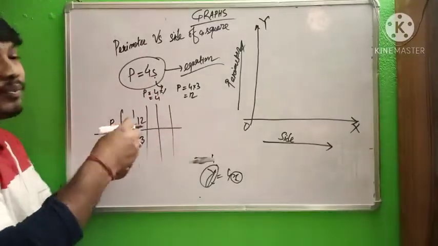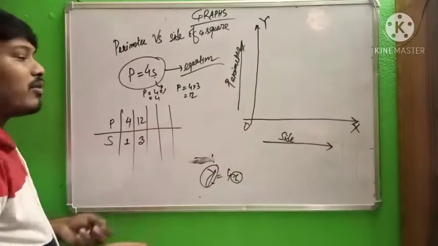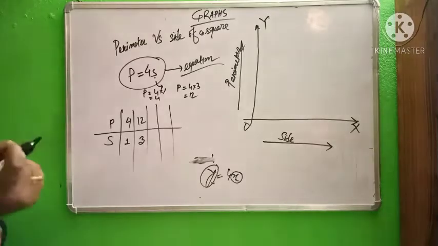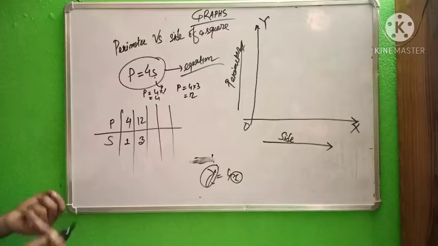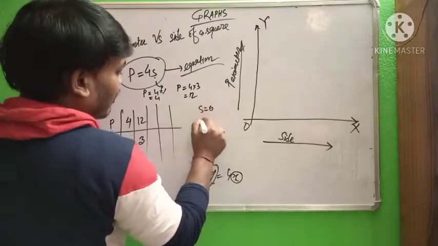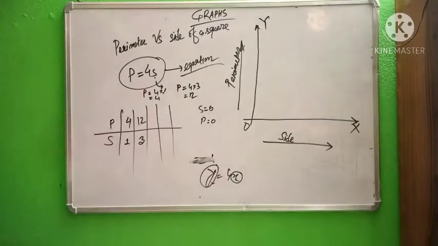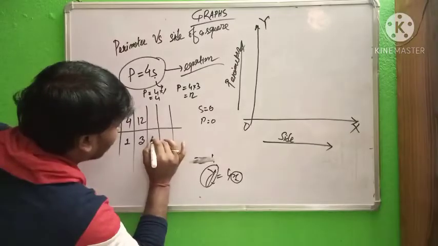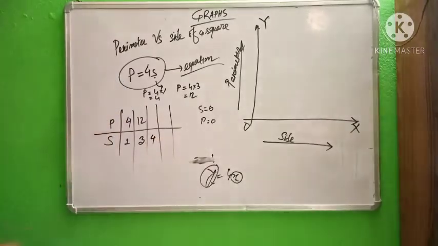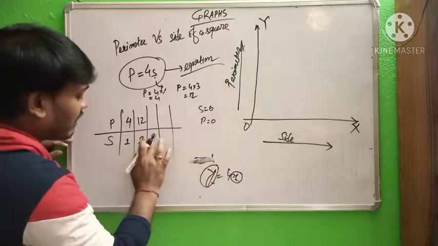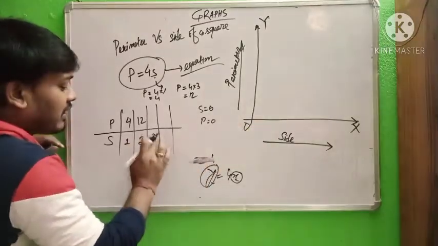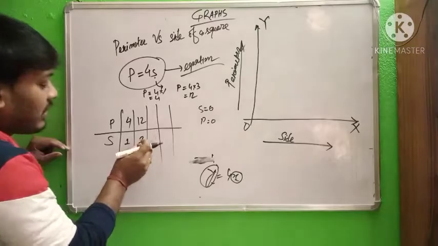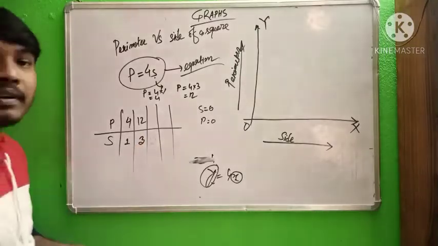It may be 0, okay. We are not taking 0 also, because length 0 is meaningless. We can say if a side equals 0, then the perimeter is also 0, but length cannot be negative. So if we take the nearest values, like 4 and 5, then one line and another line may coincide, or the graph may not look good. That's why we are taking the values with some difference.